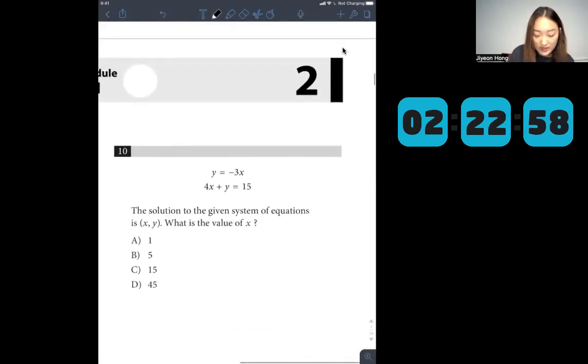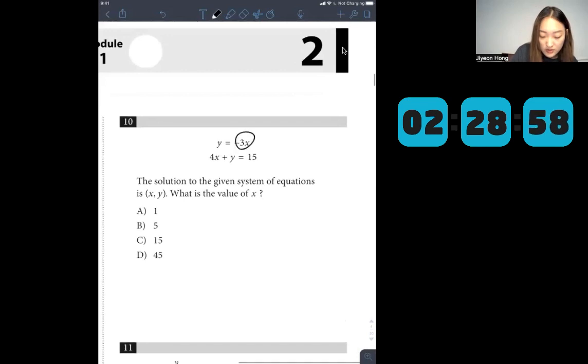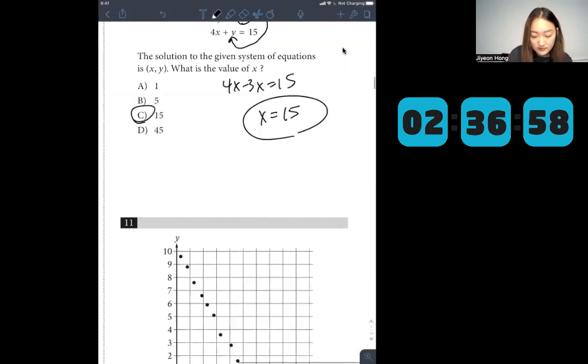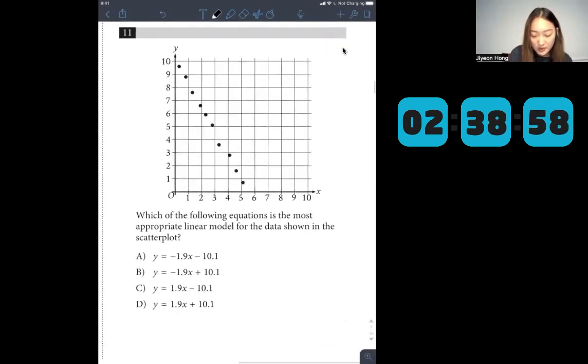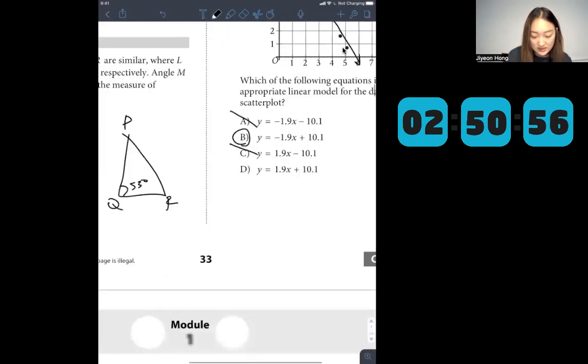Number 10, y equals negative 3x, 4x plus y equals 15. Solve for the value of x. So we're going to use substitution here. So 4x minus 3x is equal to 15. Therefore, x is equal to 15, C. Number 11, which of the following equations is an appropriate linear model for the data? The y-intercept is 10. It's a downward slope. So this is a positive y-intercept, and then we should have a negative slope. So B is the answer there.